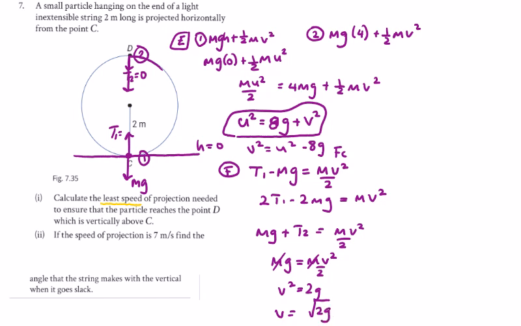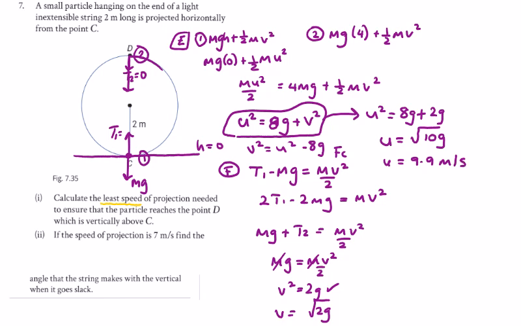So what are we asked for at the least speed? We're looking for u, so we need this one. u squared is equal to 8g plus v squared, which we have here as 2g. So u is equal to the square root of 10g, 10 times 9.8, 98. This is 9.9, correct to one decimal, meters per second.